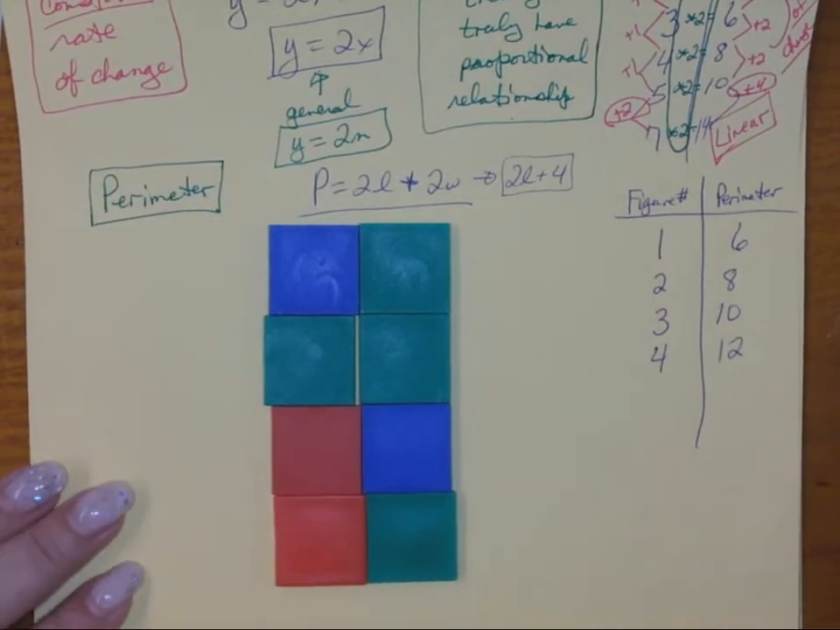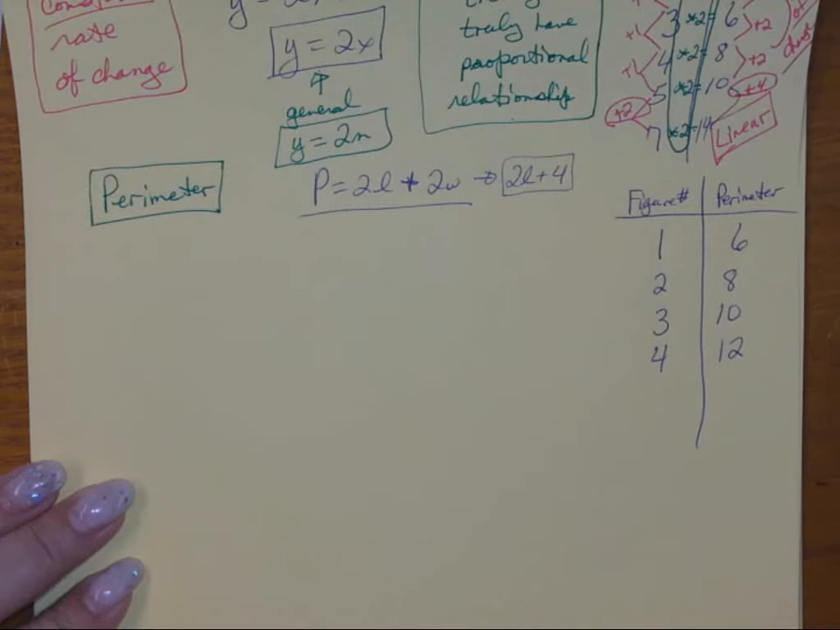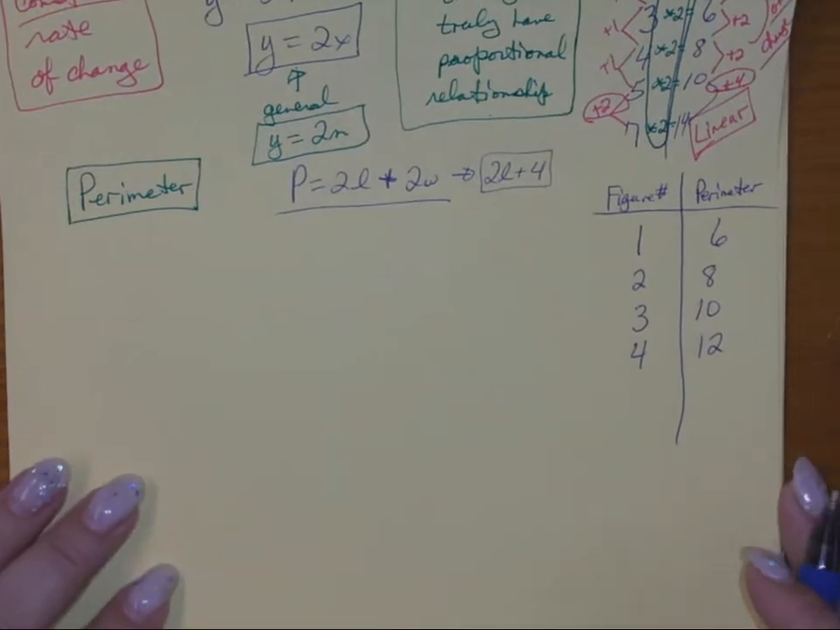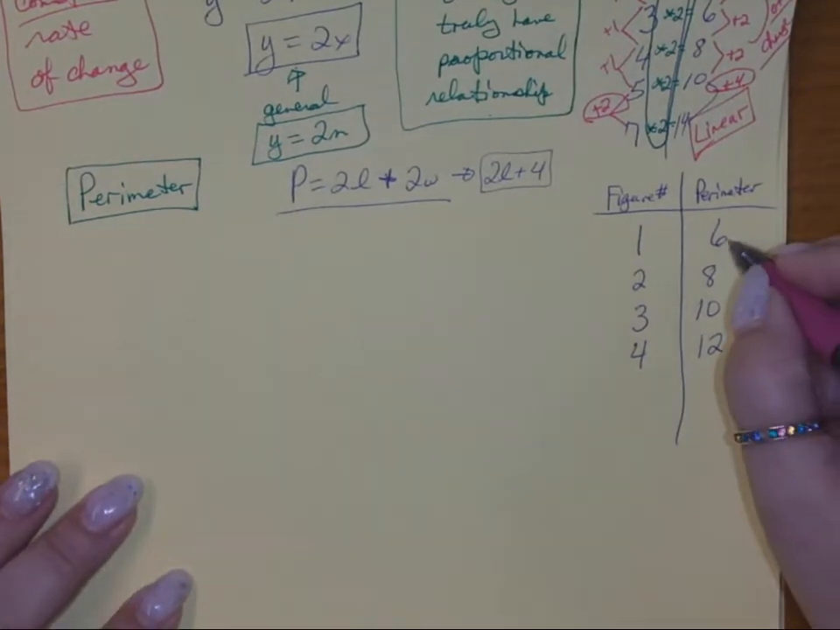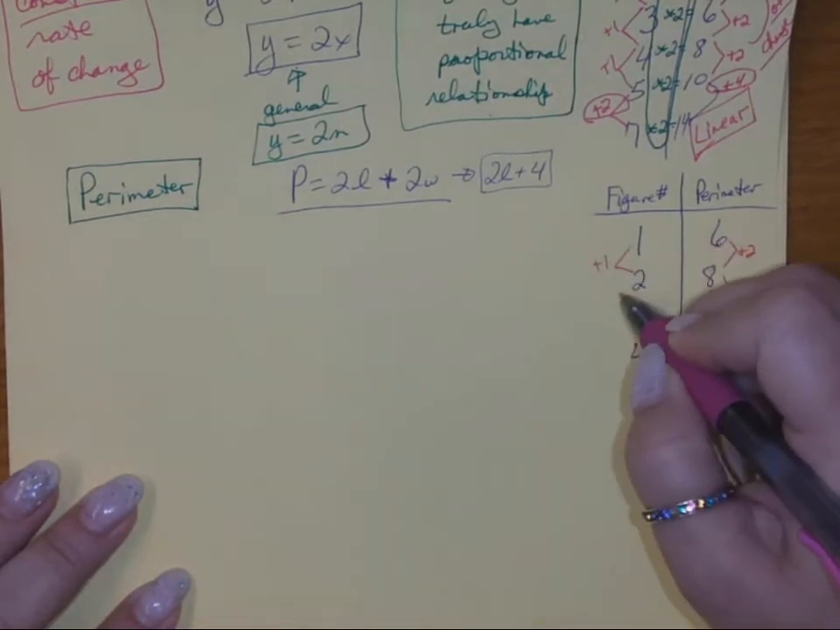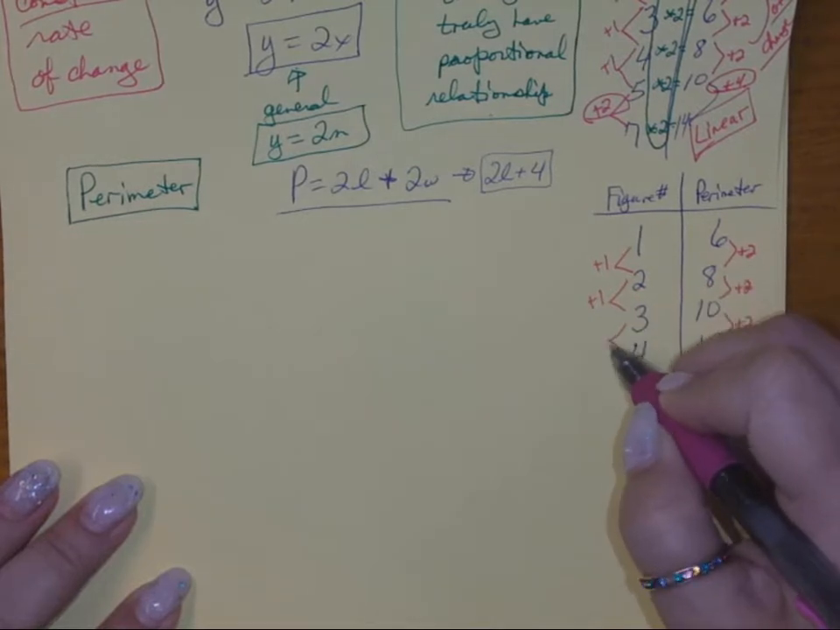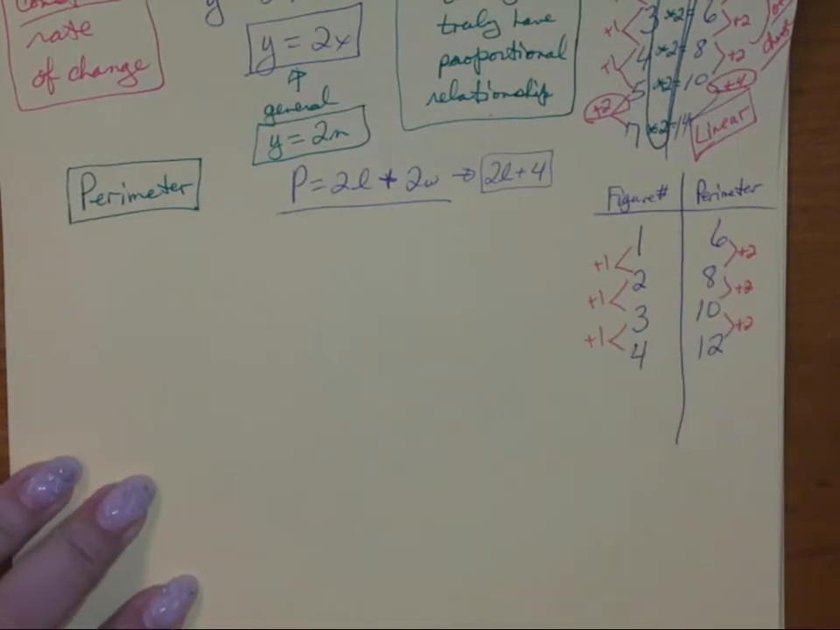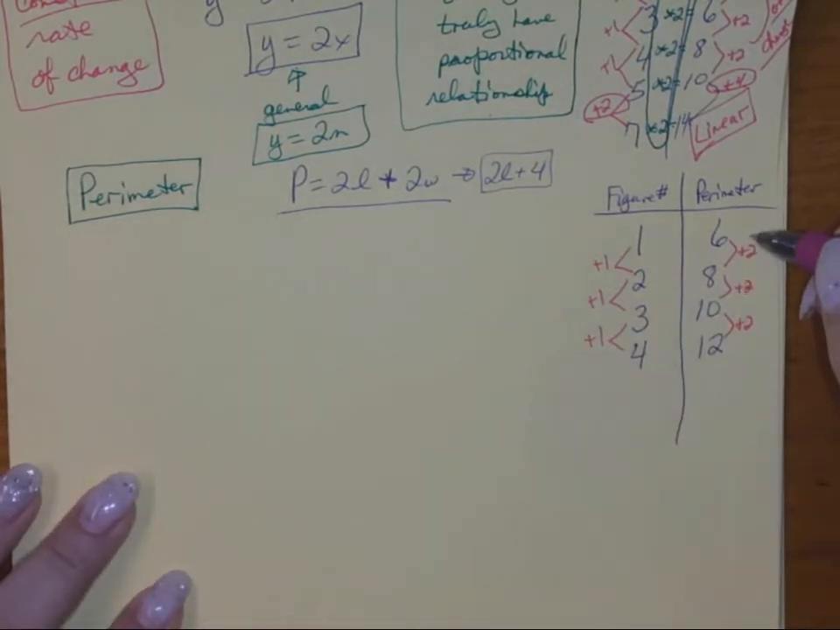Okay, so we've got, again, a nice little table going over here. And I see the differences in here. Plus 2, plus 2, plus 2. And I see that it is going up by 1s on this side. So I feel like I'm doing pretty good. I know I've got a nice, pretty constant rate of change here. So again, this is going to be linear, right?